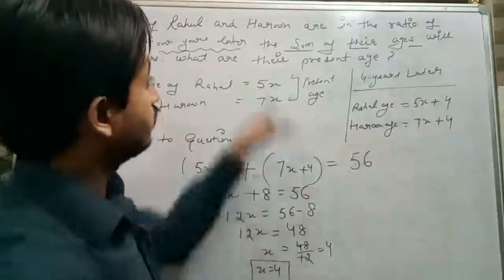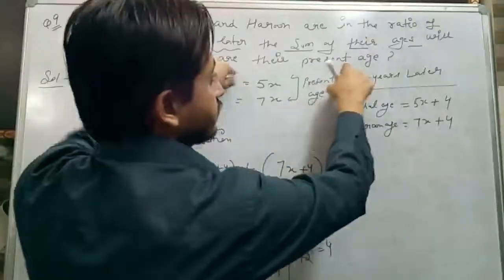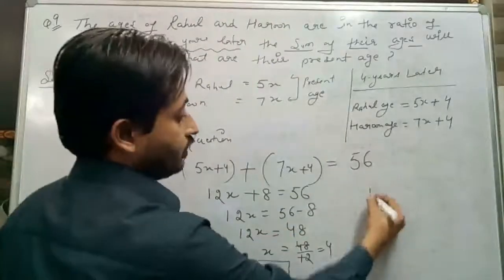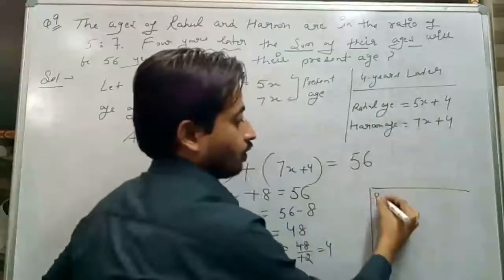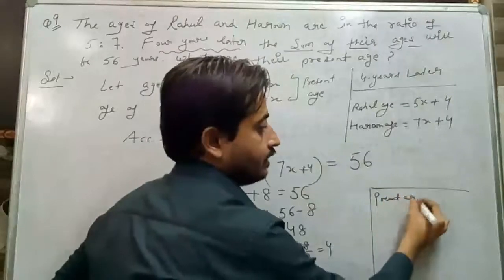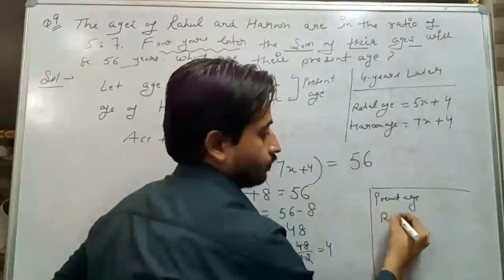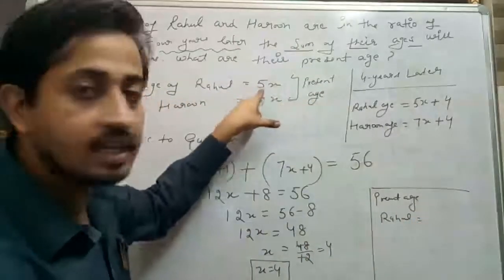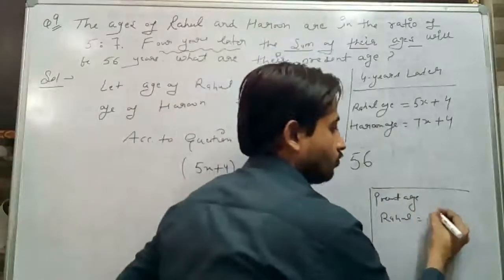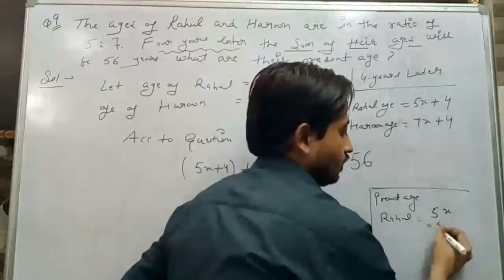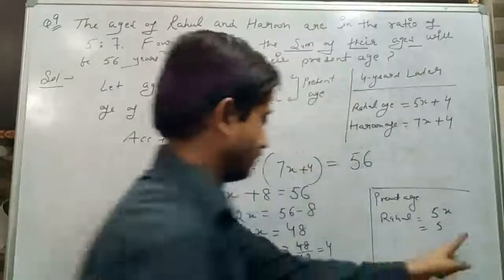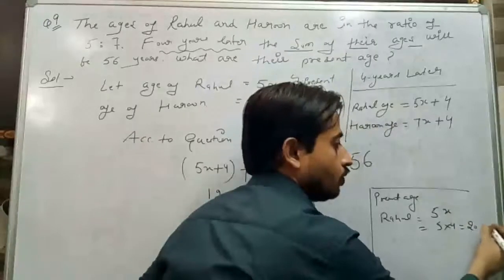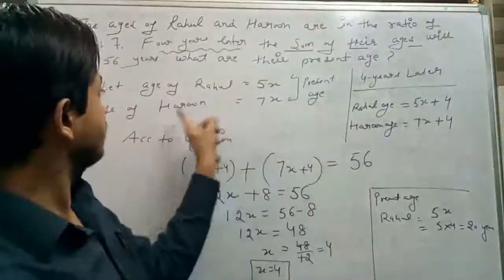Now we have to find the present age. The question means we have to find the present age. So we know these are the present ages. Rahul's age is 5x. And what's the value of x? 4. So 5 multiplied by 4, which is equal to 22 years. What's the age of Harun?